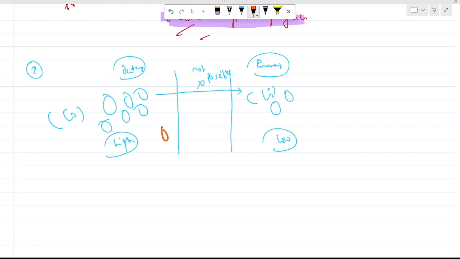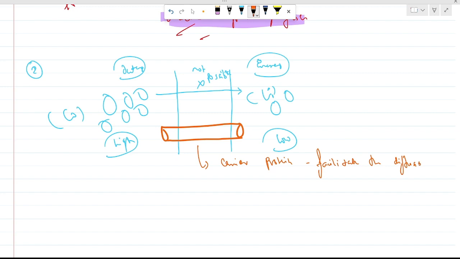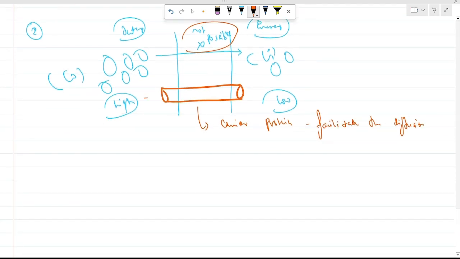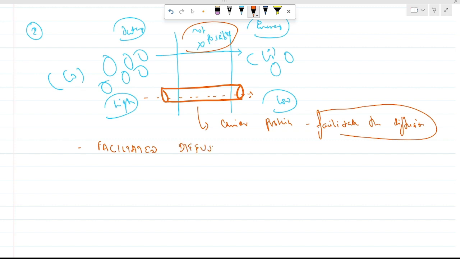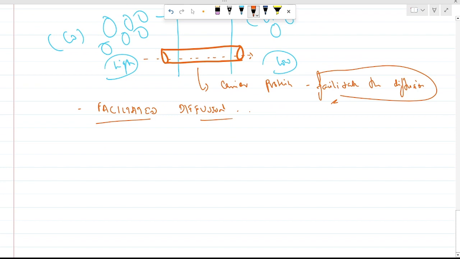What we require here is a transport protein or a carrier protein to facilitate the diffusion. This diffusion process cannot take place on its own through the membrane. Across the membrane, it requires a carrier protein or a channel protein to facilitate the diffusion process. This process is called, very simple, facilitated diffusion. In the name, it facilitates the diffusion: facilitated diffusion.